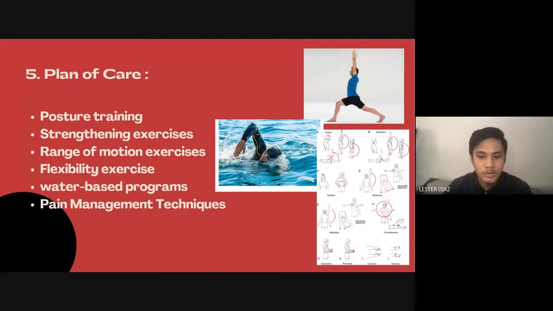And next are water-based programs such as swimming. Water is an anti-gravity environment that is easy on your joints, and the pool presents gentle resistance, which helps you comfortably build your cardiovascular health. And last is pain management techniques. Use of a heat or ice pack to reduce and manage inflammation of the joints.